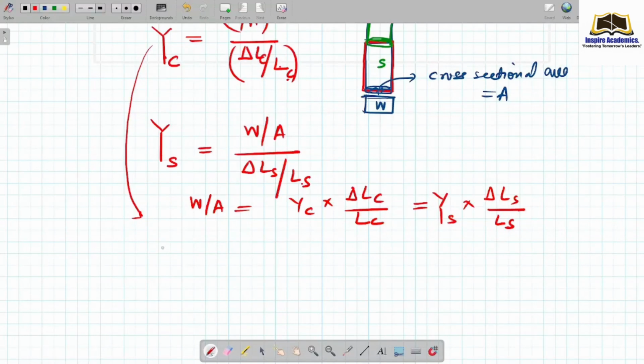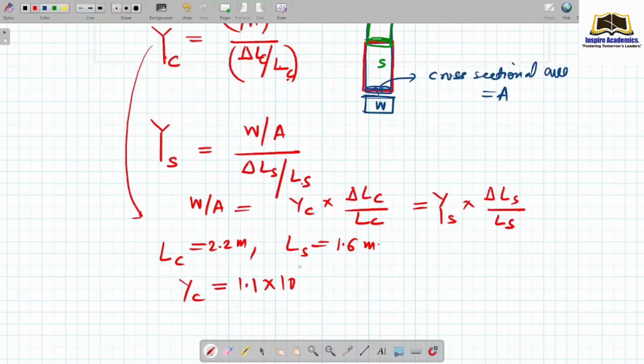What are the facts that you have? L of C is given 2.2 meter and L of S is given as 1.6 meter. ये दिया हुआ है. ओके. और इनके करस्पॉन्डिंग YC कॉपर का कितना है? ये आप टेबल से ले लीजिए. 1.1 into 10 to the power 11 Newton per meter squared. और YS लिख लीजिए, स्टील का होता है 2 into 10 to the power 11 Newton per meter squared. कॉपर and स्टील. हाँ, मिलेंगे यार, कोई प्रॉब्लम नहीं. सारे कांस्टेंट्स वे विल बी मेड अवेलेबल. ओके.